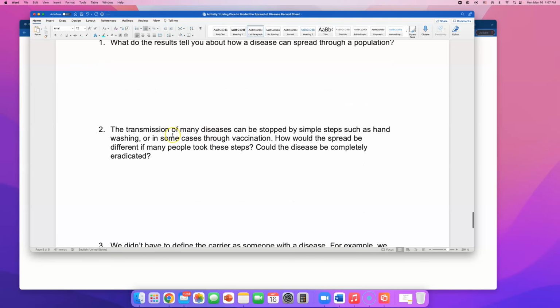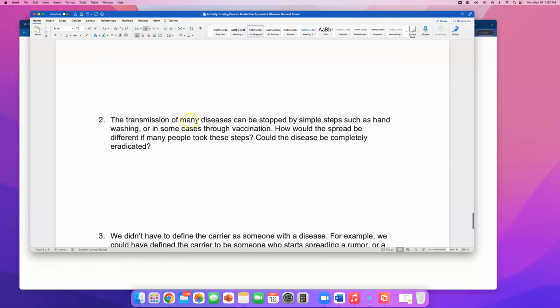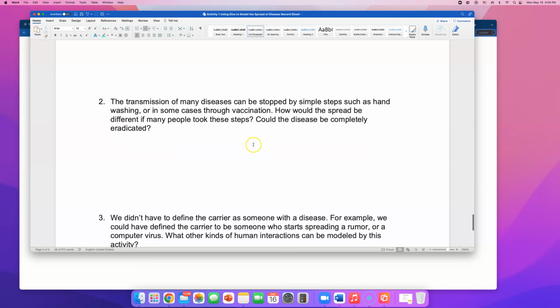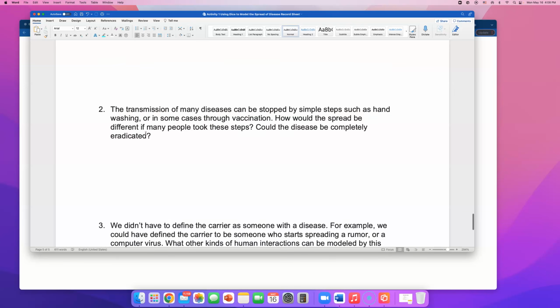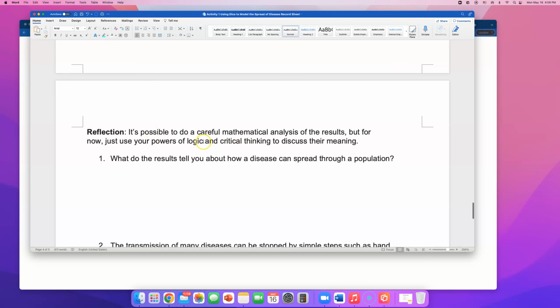Number 2, the transmission of many diseases can be stopped by simple steps such as hand washing or, in some cases, through vaccination. How would the spread be different if many people took these steps? Or, like Sue right here, I'll probably stay home. Could the disease be completely eradicated? I don't think there are going to be right or wrong answers, but I really want to listen to what you are thinking.